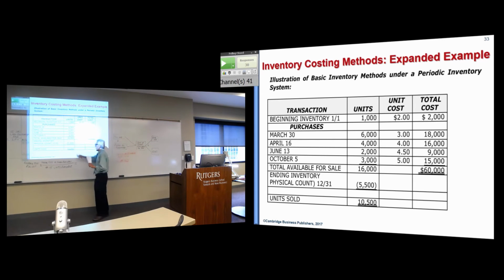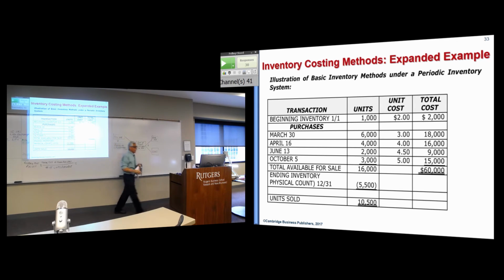So I've got 5,500 units. So if I go up the table, if the first one's in and the first one's to be sold, then the oldest units are sold first. The newest units are in ending inventory. So I've got 3,000 at 5. I then need 5,500, so I have another 2,000 at 4.50. That gives me a total of 5,000, and then 500 at 4.